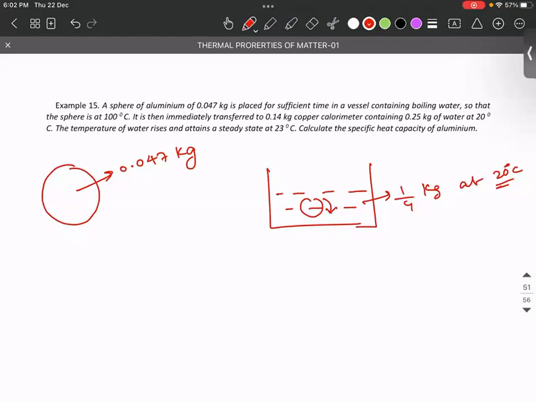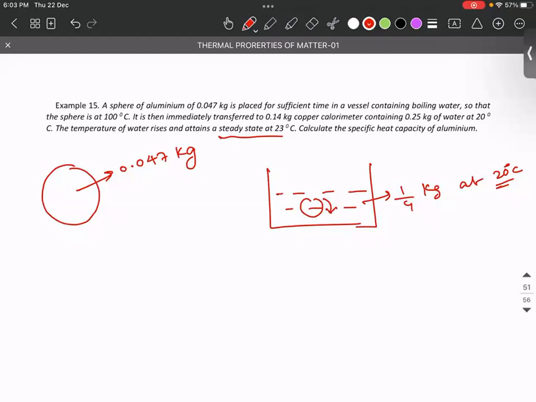At the same time, the temperature of aluminum is going up. Right? And they both are attaining a steady state at 23 degrees Celsius. Steady state means it is a thermal equilibrium. So what is the meaning of thermal equilibrium? When the heat of the system is balanced. Beyond that, nothing will decrease, nothing will increase. At 23, the process of something losing and something gaining is stopped.